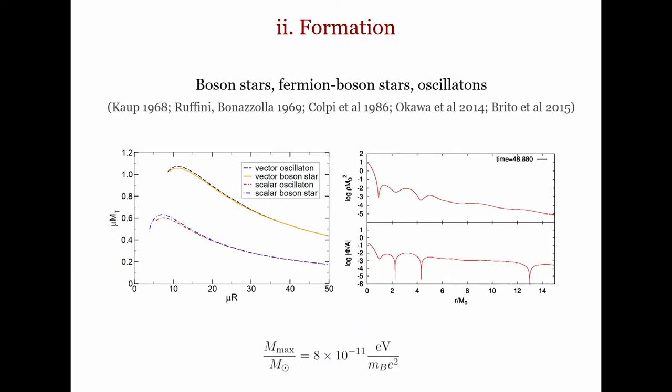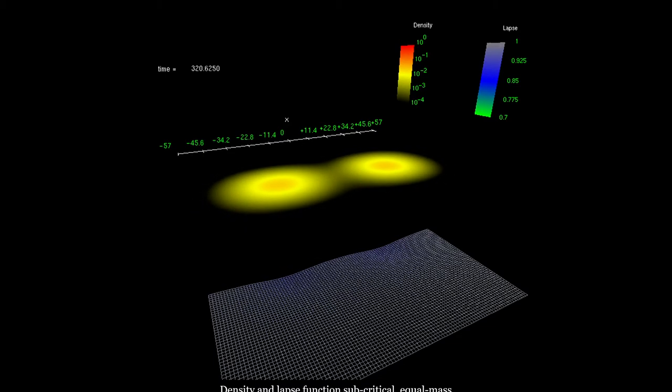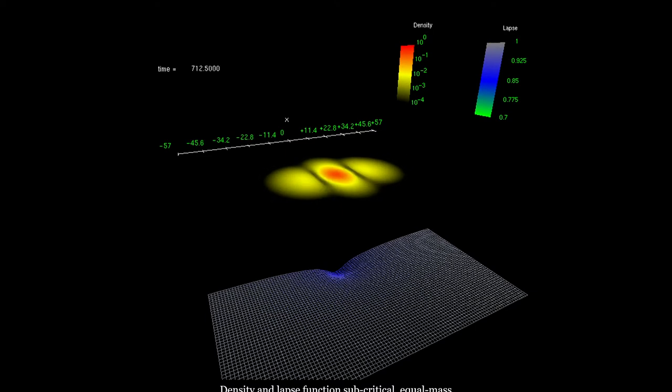The funny thing, and this is shown in this movie, these are two such stars. The total mass of this system is larger than the maximum possible mass.